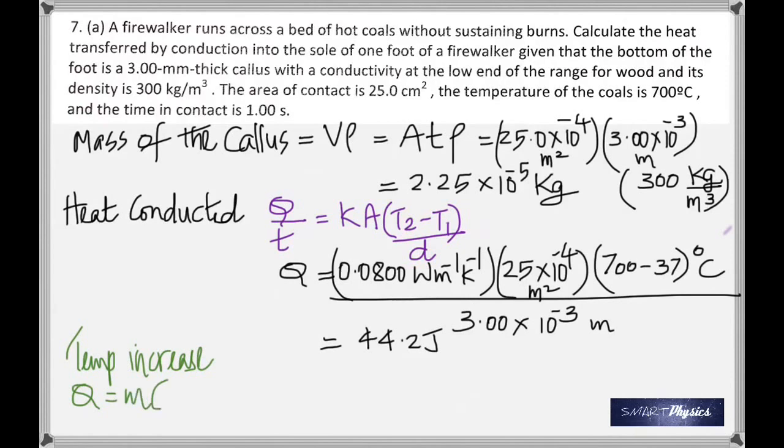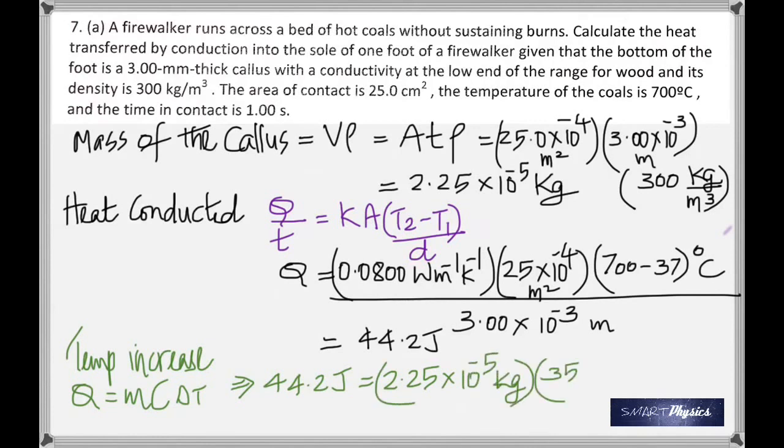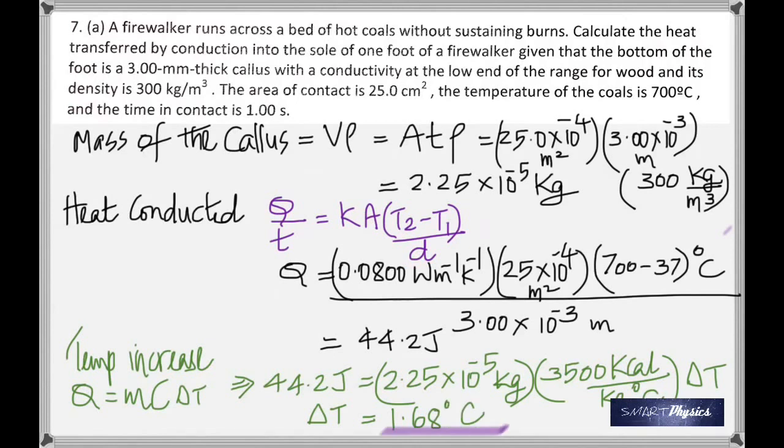And the temperature increase will just be given by m c delta T. Now you take the mass, which is 2.25 times 10 to the negative 5, times the c, which is 3500, again given. Change in temperature is what we're trying to find, so make that the subject. And it's only 1.68 degrees Celsius, which is small enough for a person to walk on burning hot coal.